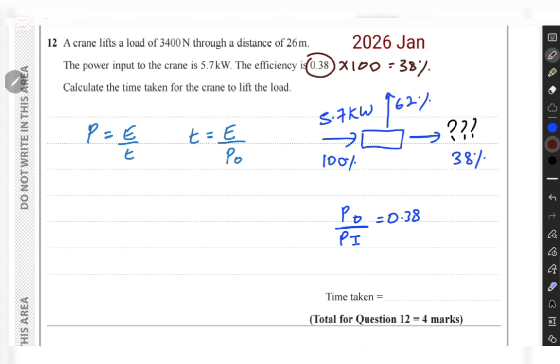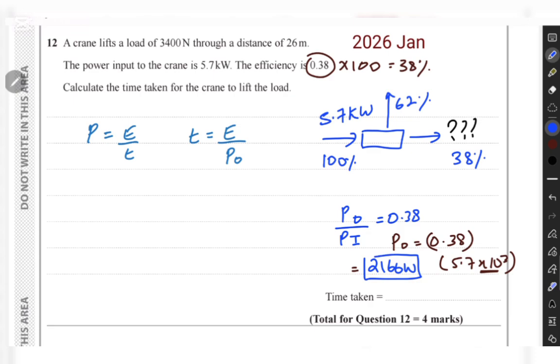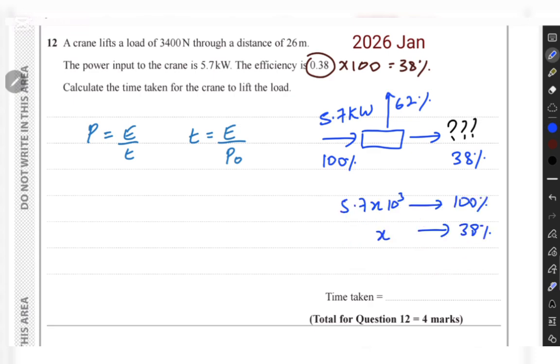My bad. So you're going to take that, and remember to do times 10 to the power of 3, because that's going to be important as it's in kilowatts, and you're going to get 2,166 watts. There's another way to do this as well without the formula. You can say 5.7 times 10 to the power of 3 is 100%, so what's going to be 38%? You cross multiply, and you're going to get 2,166 watts again. Alright, pretty simple. So we get this as the power output.